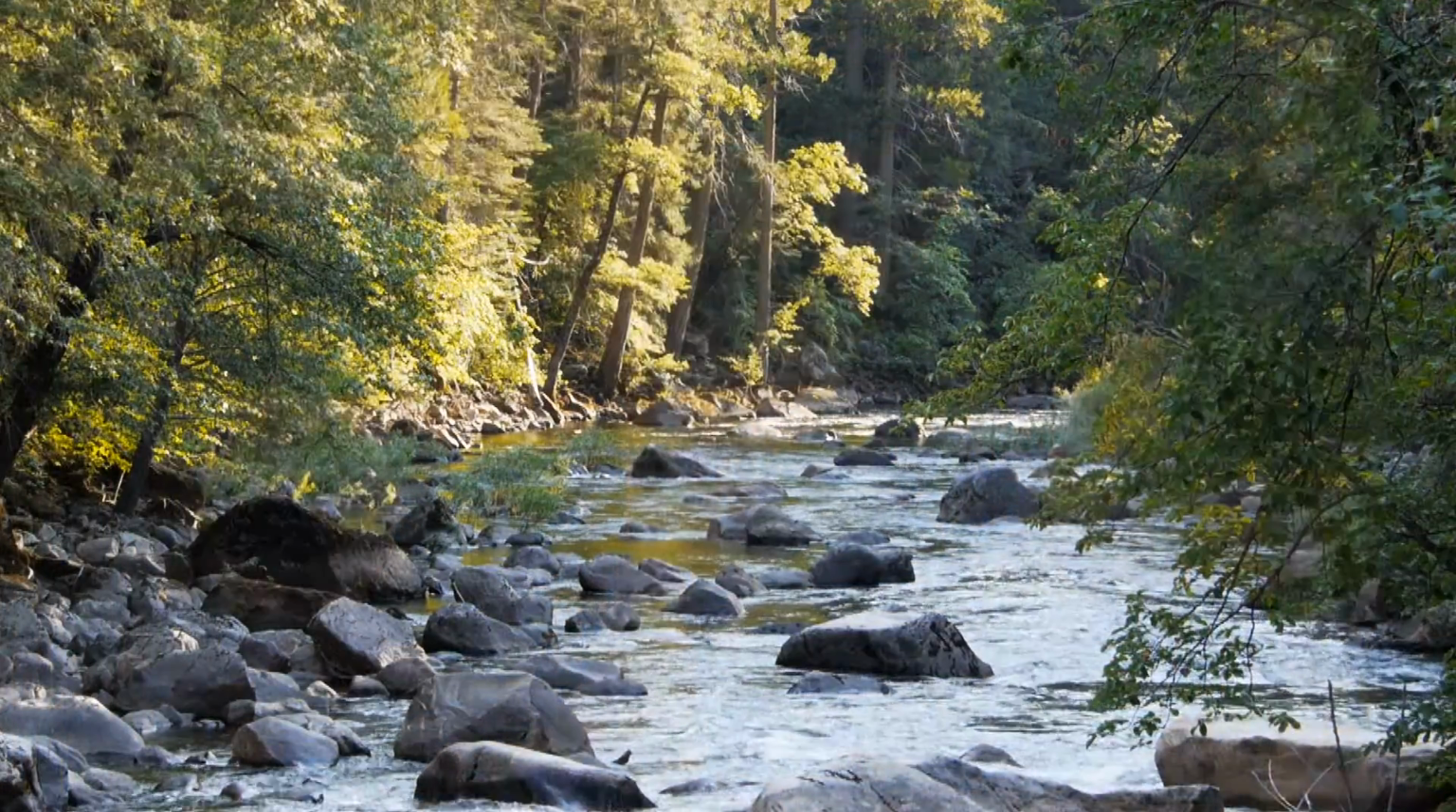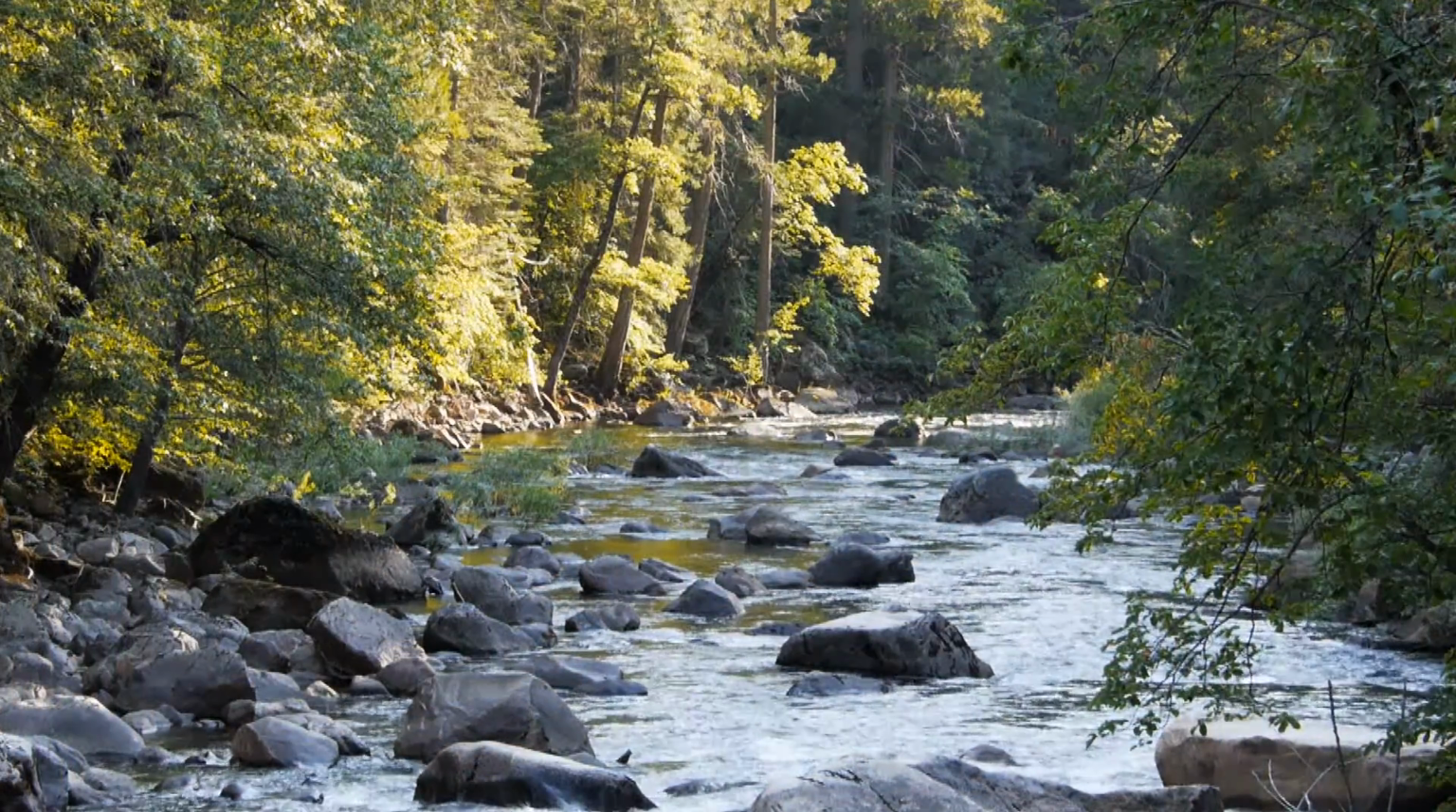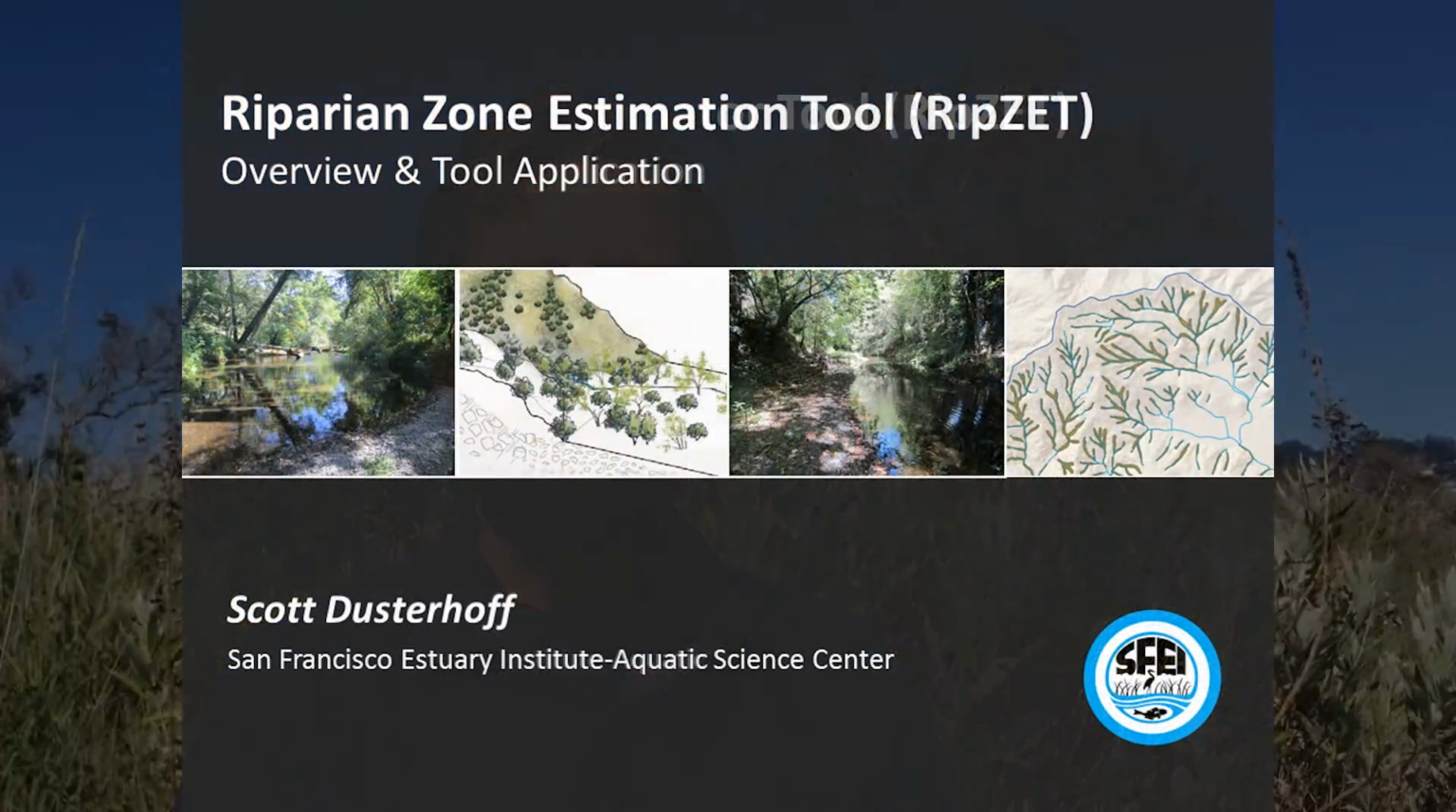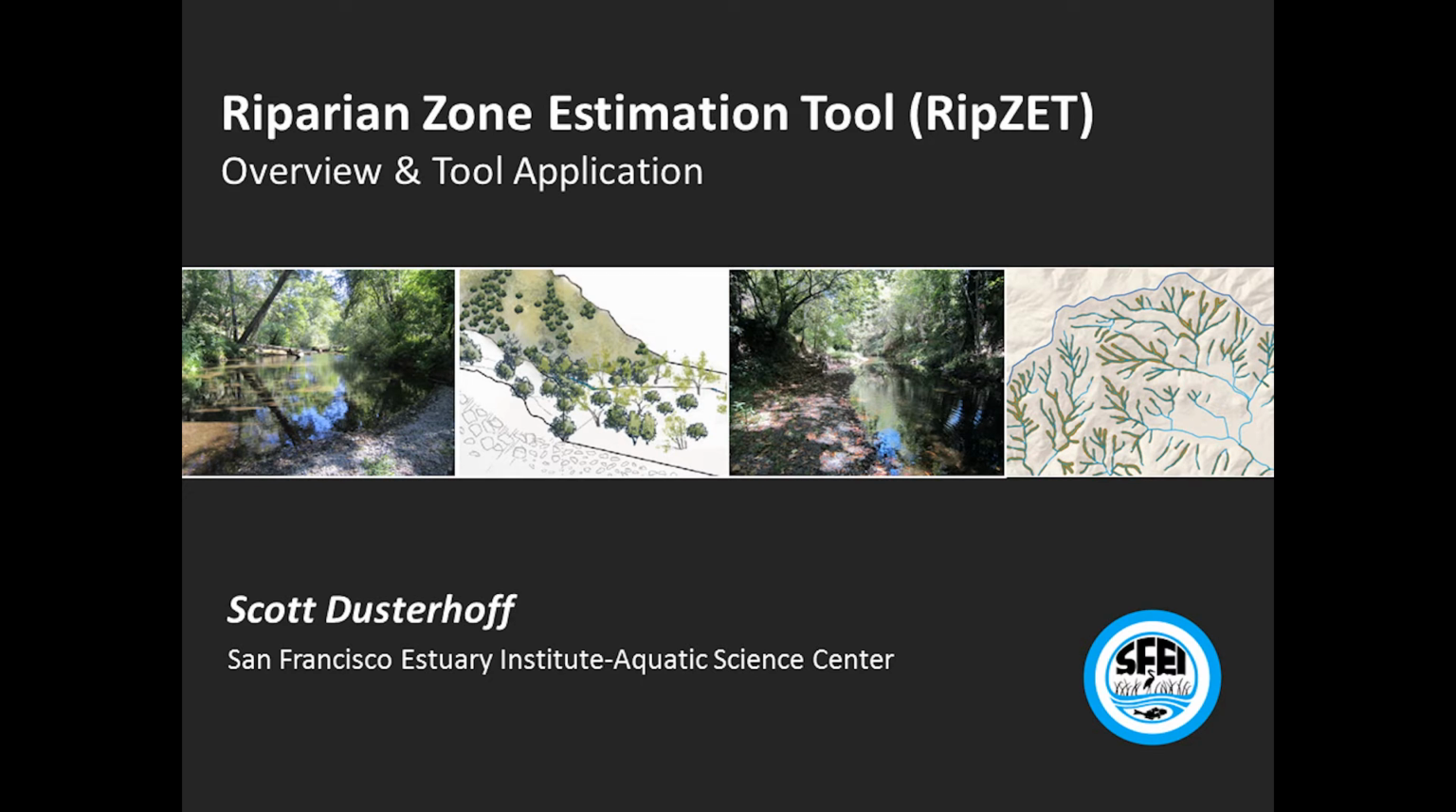Hello, I'm Scott Dusterhoff, a geomorphologist with SFEI-ASC. I'm going to be talking about a decision support tool that we've been developing over the past several years called the Riparian Zone Estimator Tool, or RIPZET for short. I'll be providing a high-level overview of the tool and showing some tool output in watersheds around the state of California.